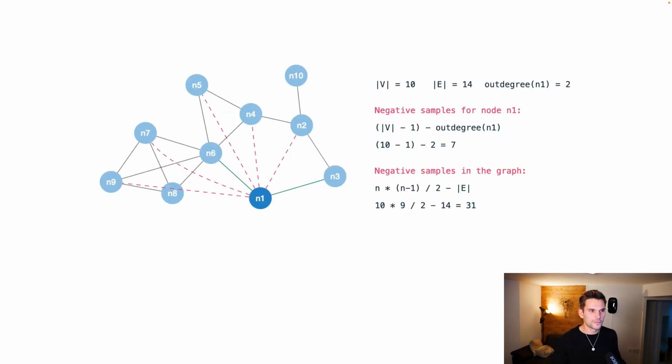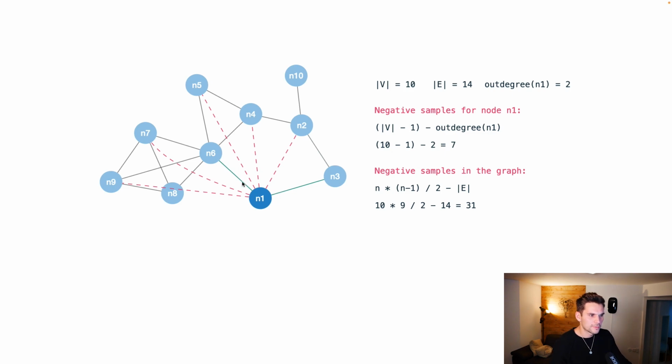Okay, here's a slide to visualize how many negative samples we have for each of the nodes. So here we can see that node N1 could have in total 7 negative samples and only 2 positive samples. The 2 positive samples are the edges which exist to node N3 and N6. And the 7 is basically, it could link to all other nodes, which would be 9.